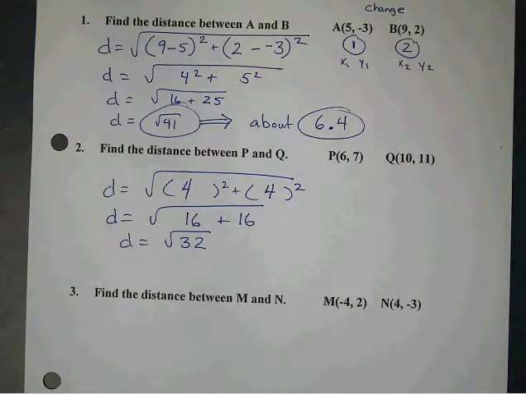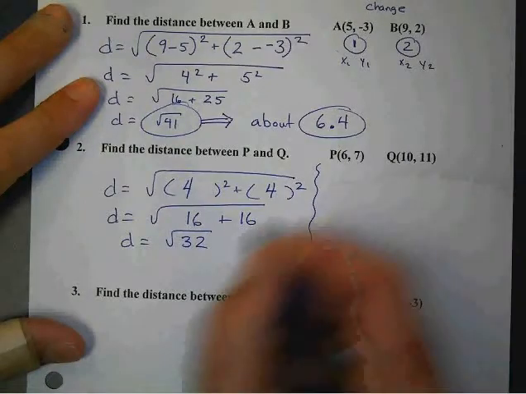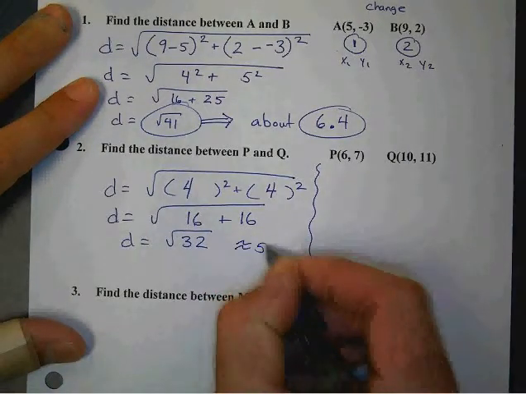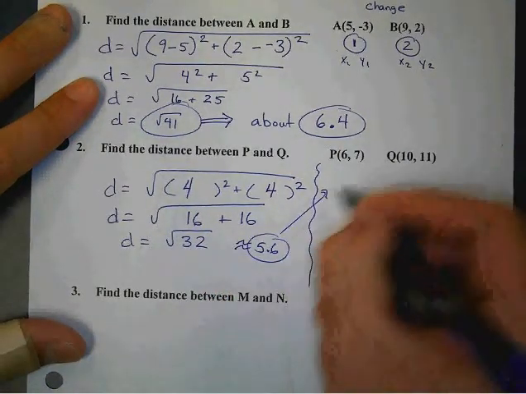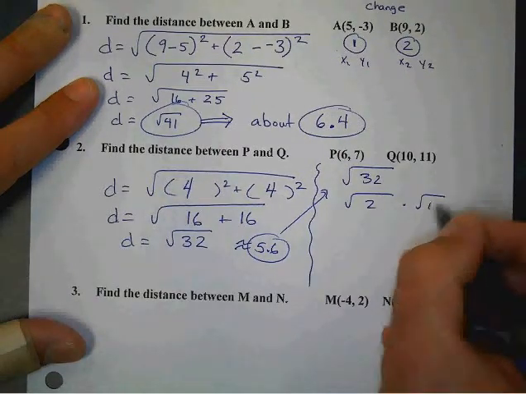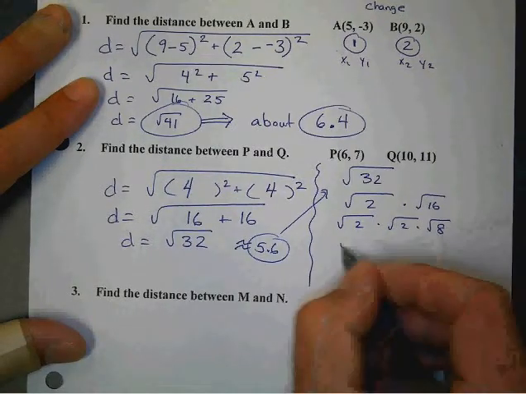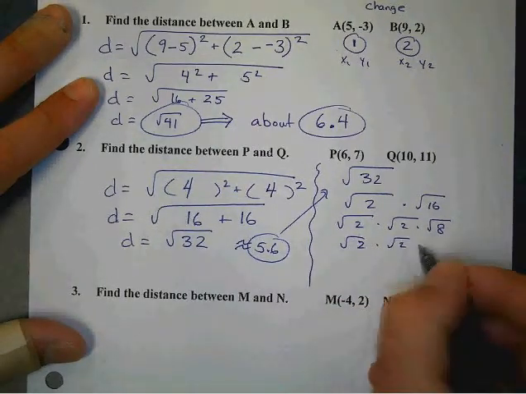Now, we need to review a little bit back from section 1. Let's break down 32. 5.6. Well, that's the approximation, but I need to break it down to be exact. 32, remember, is 2 times 16. 16 is 2 times 8. 8 is how many 2's?